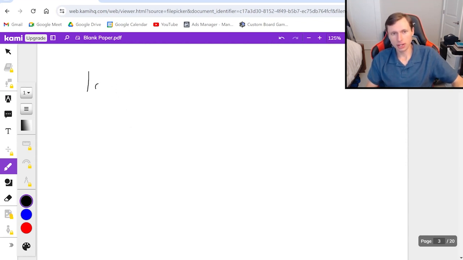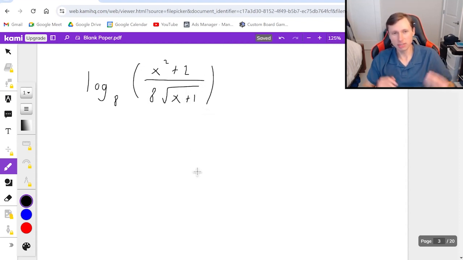And now for the third and final example I have today. Log base 8 of numerator x squared plus 2, denominator 8 root x plus 1. So go ahead, give this one a try now, and let's see what you get. Okay, and here's the solution. First thing I'm going to do is I'm going to turn the division into subtraction.